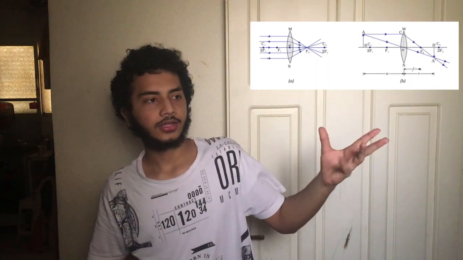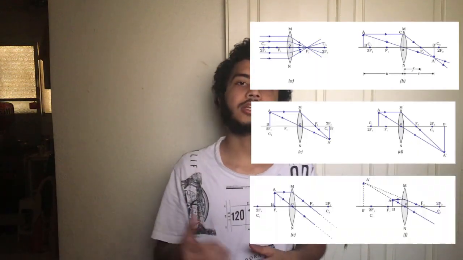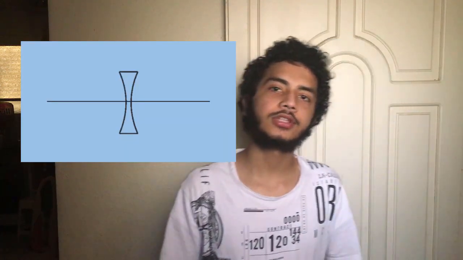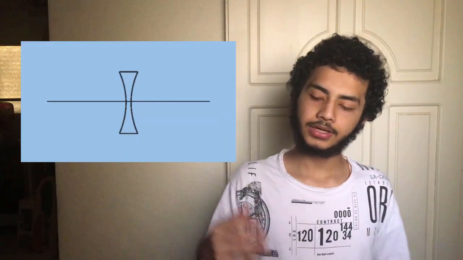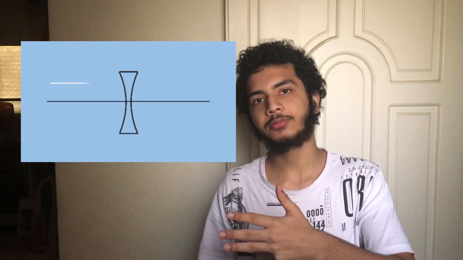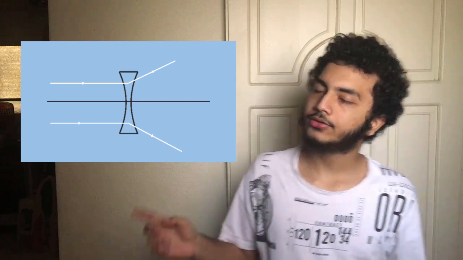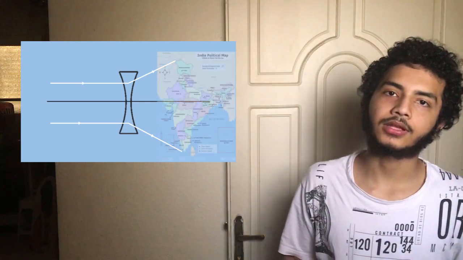Yeah, one more thing to note: the light rays are parallel to the principal axis when the object is at infinity, like the sun or stars or something far away. Usually, a convex lens produces an inverted image, which means the image is upside down. This is what a concave lens looks like when drawn on paper. But in this, when light rays are parallel to the principal axis, they diverge away. Here one light ray goes to Kashmir and the other goes to Kanyakumari.